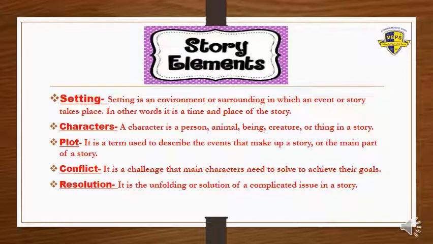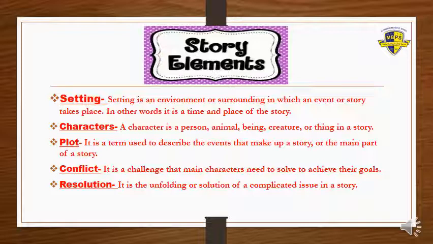Now students, in this slide, I'm going to explain the elements of the story in detail. The first element of the story is setting. Setting is an environment or surrounding in which an event or story takes place. In other words, it is a time and place of the story. The second element of the story are characters. A character is a person, animal, being, creature, or thing in a story. It is very important.